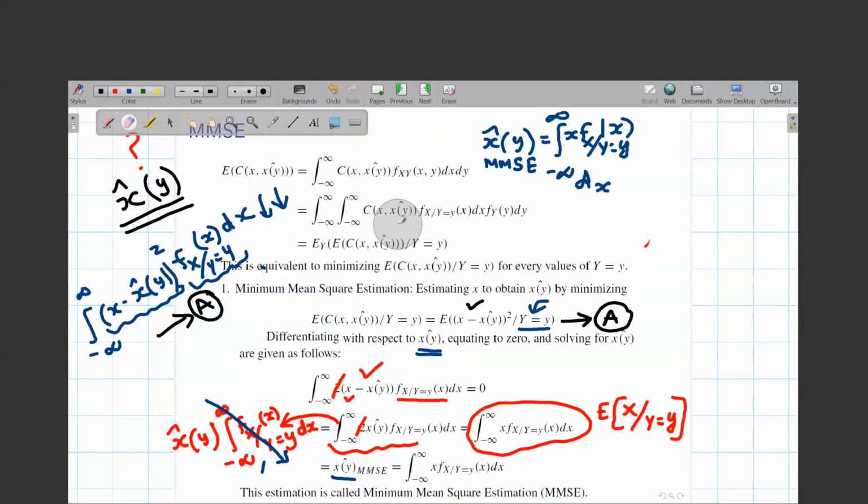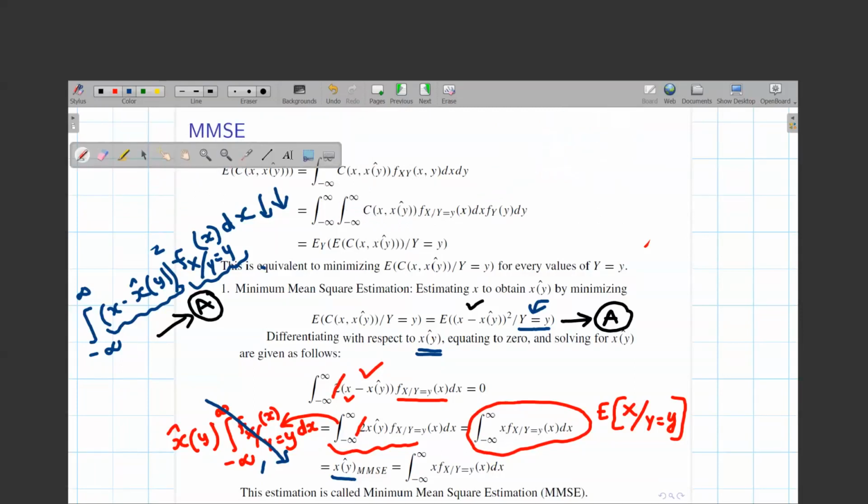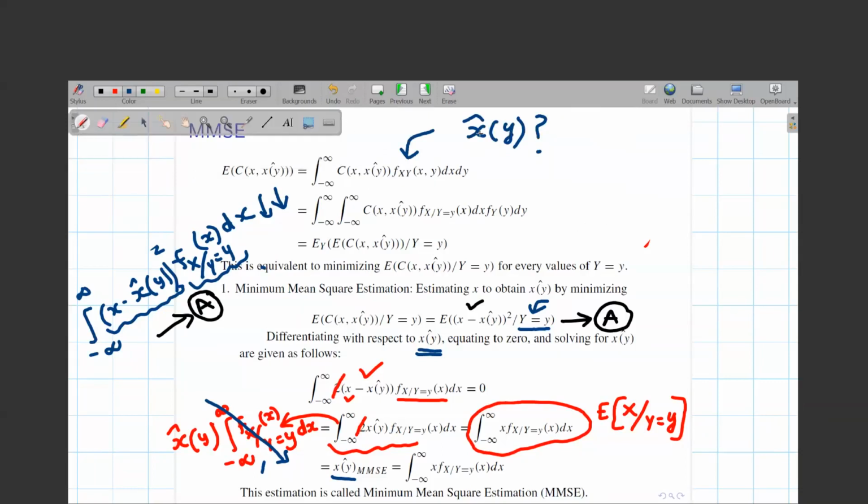x cap of y is not readily available, right? You have to understand how to get the proper value of this x cap of y. How to get this? That is the question. So the question is, what is the value of this x cap of y that minimizes this function, this objective function? What is the value of x cap of y?